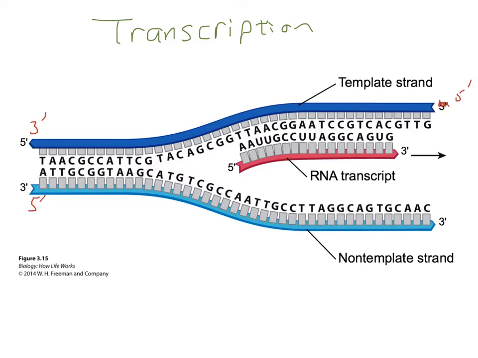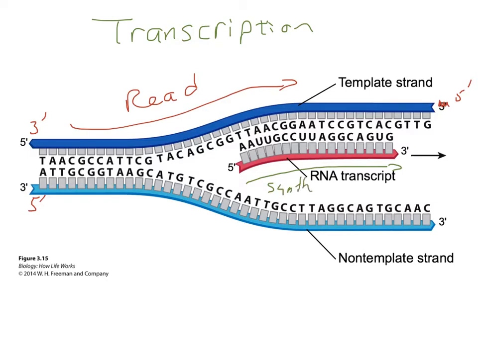So remember, we're going to read our template 3 to 5. So that's this one. We're going to read it in this direction. We're going to synthesize going this direction, and you'll notice it's 5 to 3. So this is synthesis. Now, we have a template strand, which is the strand that is used to make our RNA transcript. And then we have the complementary strand of DNA that we call the non-template strand. It is not used in this case.